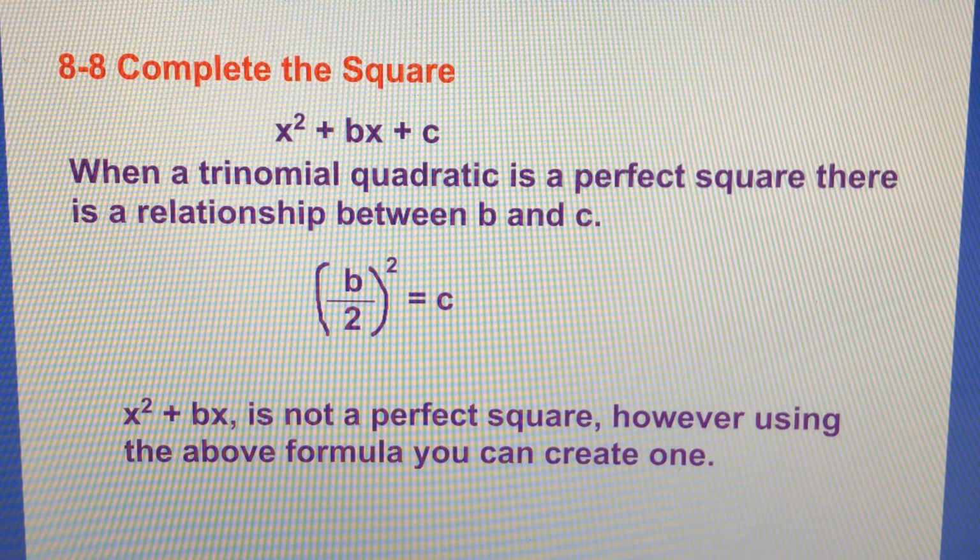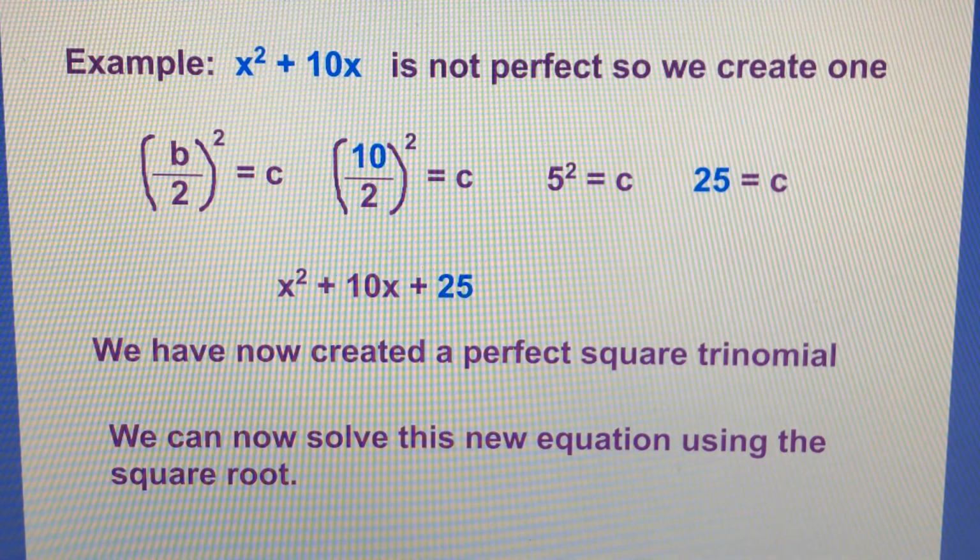You will take standardized tests and it'll say solve by completing the square. This is what they're talking about. Let's take a look at it. x squared plus 10x. It is not perfect. There's no c value there. And even if there was, it's not squared.